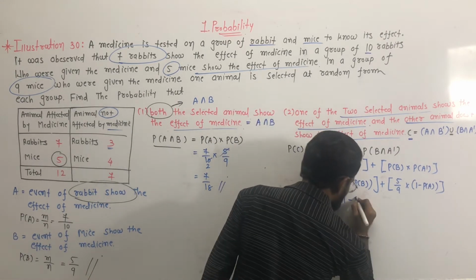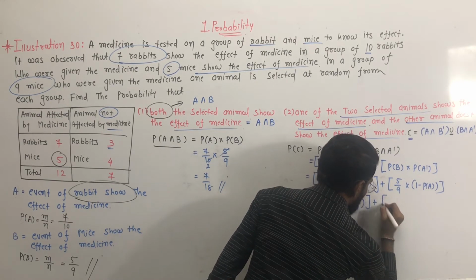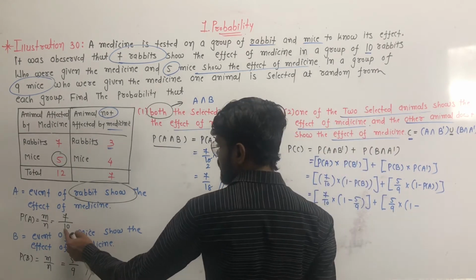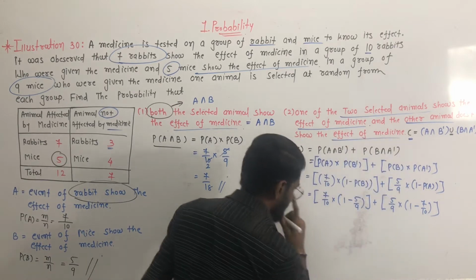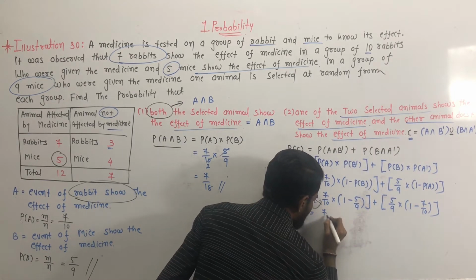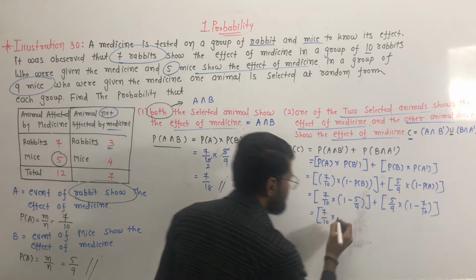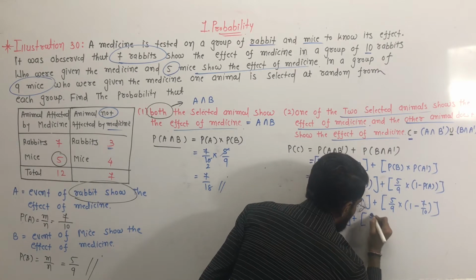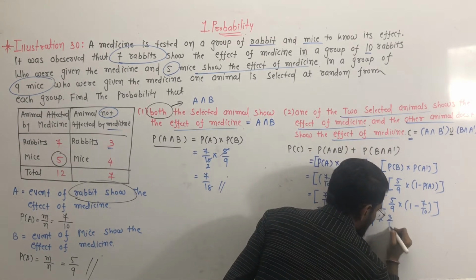P of B is equal to 5 by 9. Then plus 5 by 9 multiplied by 1 minus P of A. P of A is equal to 7 by 10. Done. Okay, now calculate it. 7 by 10 multiplied by 9 minus 5 is equal to 4 by 9, plus 5 by 9 multiplied by 10 minus 7 is equal to 3 by 10.